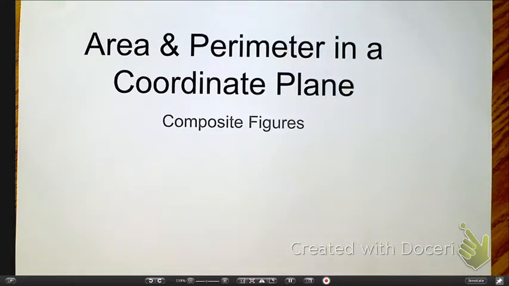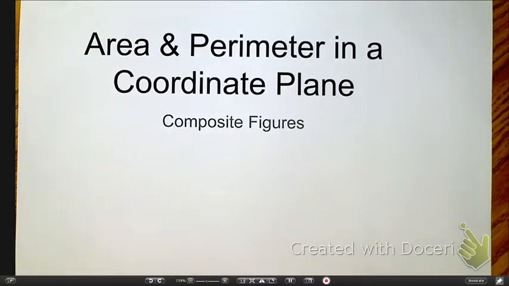Hello everyone. Today we were talking about area and perimeter in a coordinate plane. Right now I want to do some examples with you of composite figures. Remember, a composite figure is just a polygon that can be broken down into smaller, simpler shapes, other polygons, such as rectangles, triangles, simple things that we know formulas to.